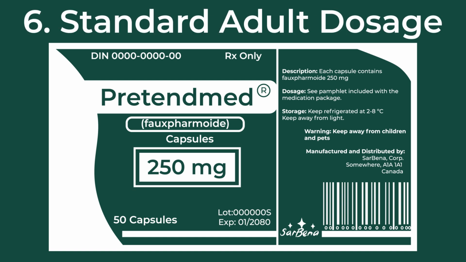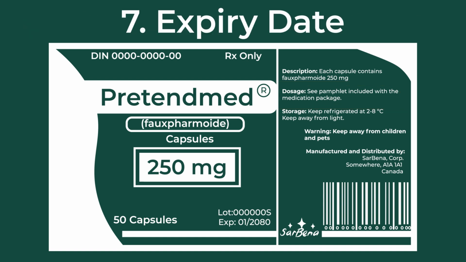6. The standard adult dosage is a reference guide for typical adult dosing, which can help you identify if an order seems appropriate. Often these dosage guidelines aren't printed directly on the label, but are included in a pamphlet inside the medication package. 7. The expiry date will always be listed on the package. It's important to check to ensure the medication is still safe to use.